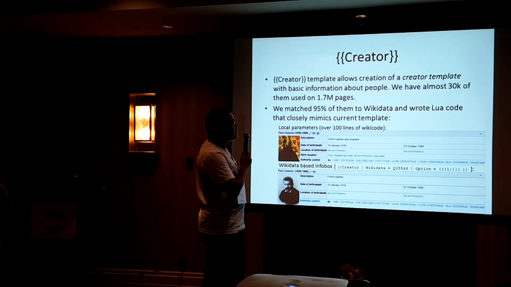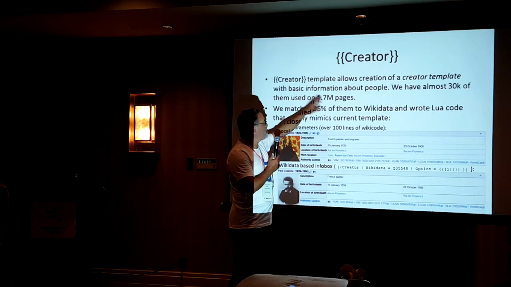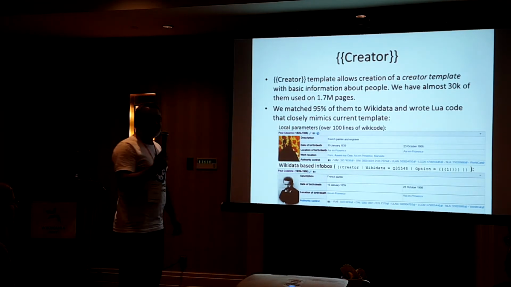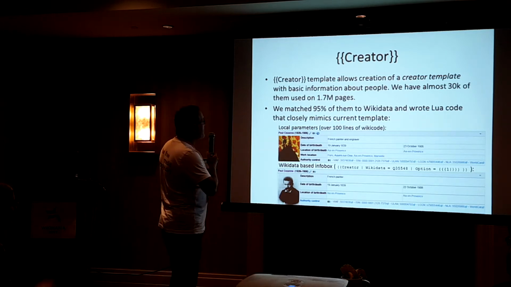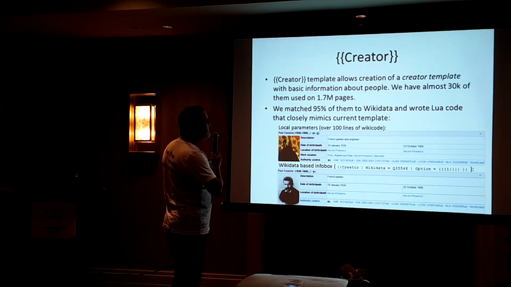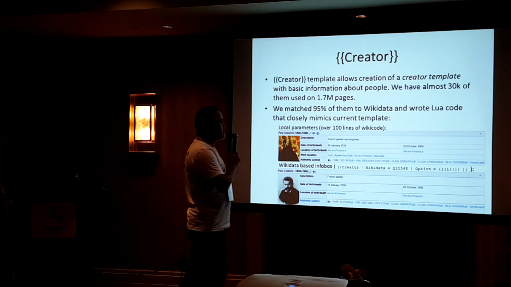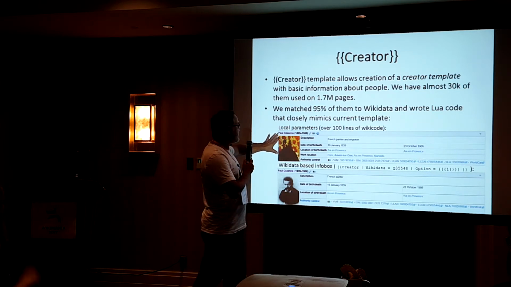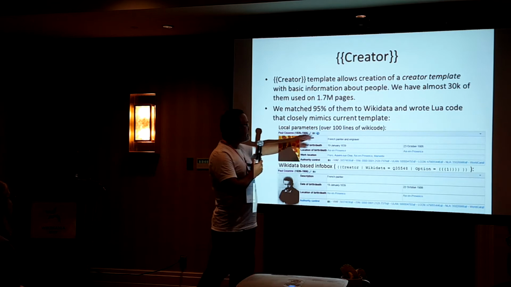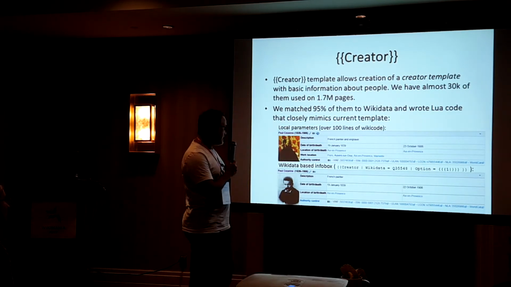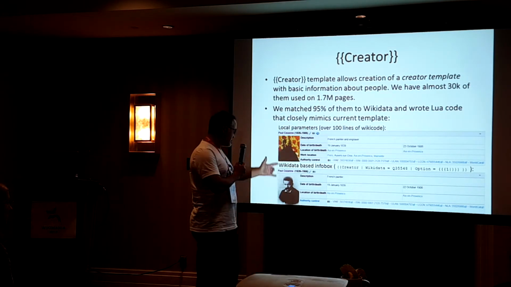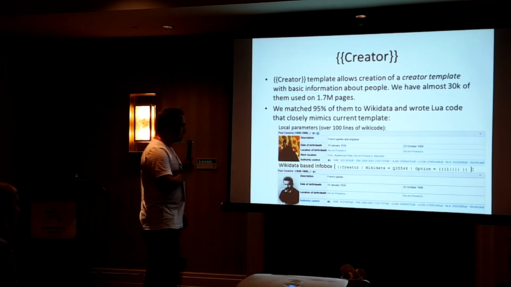We have about 30,000 of them, and they are used on almost 2 million pages. So that's a lot of pings to Wikidata, by the way. We matched about 95% of them, and Lua code that closely mimics the current template. So this is a page for Cezanne before, with over 100 lines of wiki code. And now this is the full wiki code of how it can be done, and to show this page.